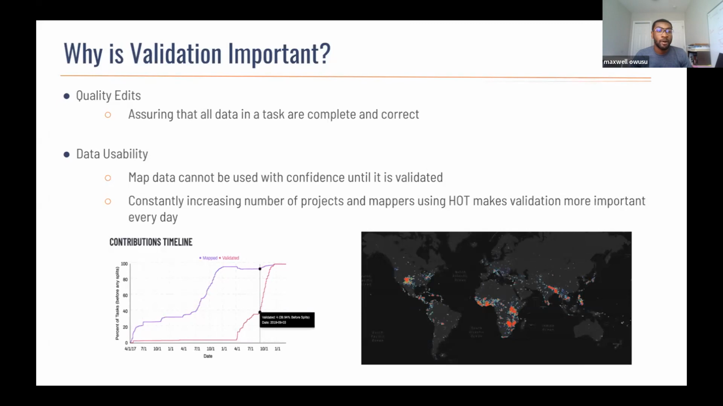One other thing is also about data usability. We want to ensure that the data is of good quality so that it can easily be used. And it has been known that when people validate the work, it improves the quality and also builds confidence in the data, so that other users and stakeholders can use this kind of dataset to make informed decisions. Also, constantly increasing the number of projects and mappers using HOT makes validation more important every day.